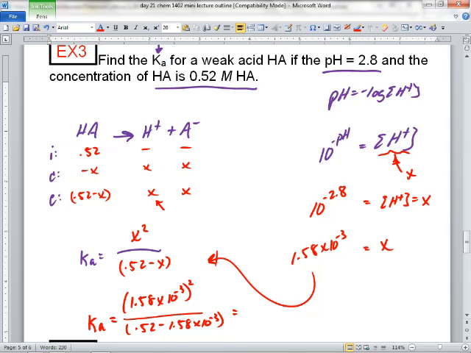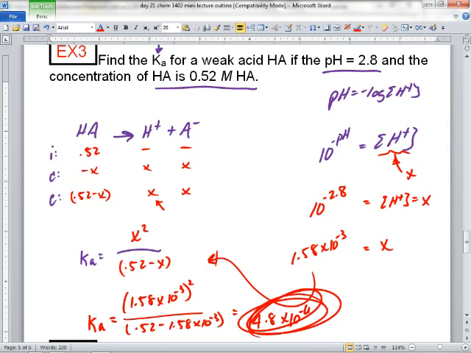I got 4.8 times 10 to the negative 6. Okay, good. 4.8 times 10 to the negative 6, the final answer. There it is.